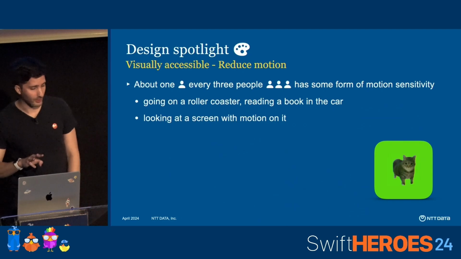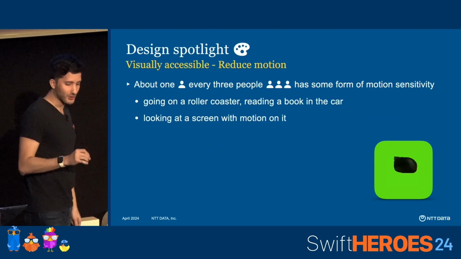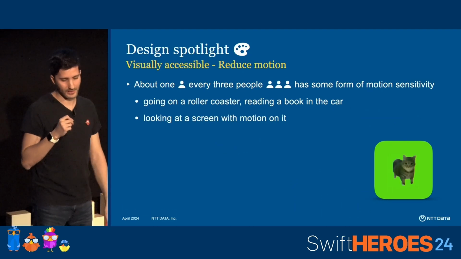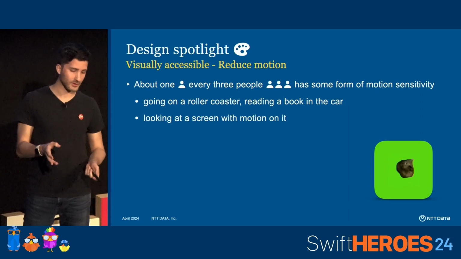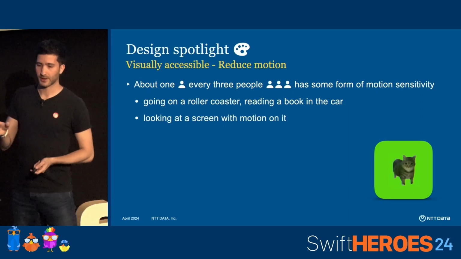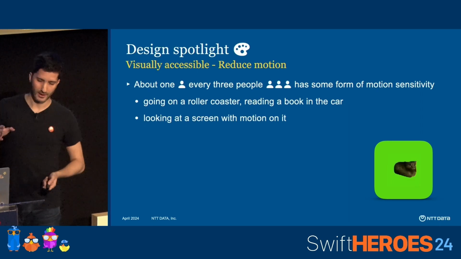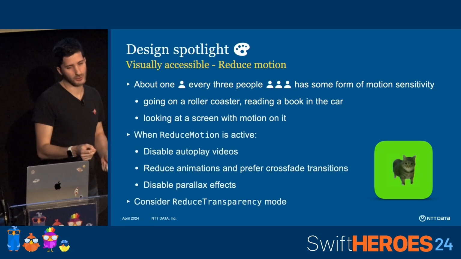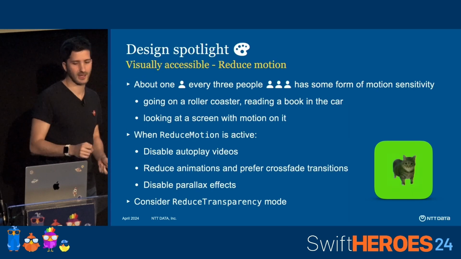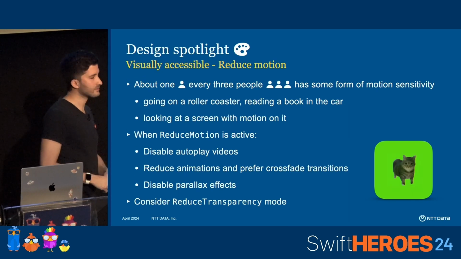About one in every three people has some form of motion sensitivity, and that might be like going on a roller coaster or maybe reading a book in the car, but it can also be more subtle, like looking at a screen with motion on it. So when these users enable reduced motion, we should disable autoplay of videos, reduce animations, and disable some effects.